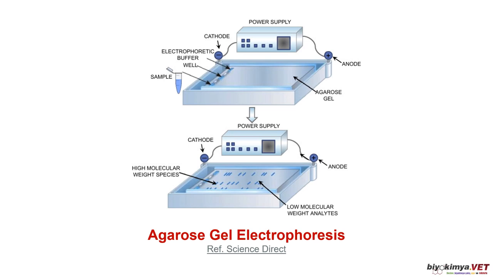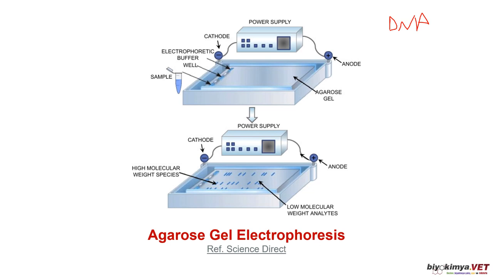And here you see the diagram of agarose gel electrophoresis. Agarose gel electrophoresis is a common laboratory technique used for separation and analysis of nucleic acids, such as DNA and RNA, based on their size and charge.